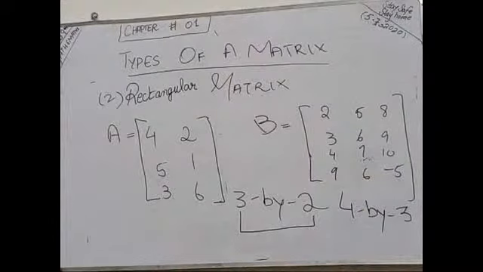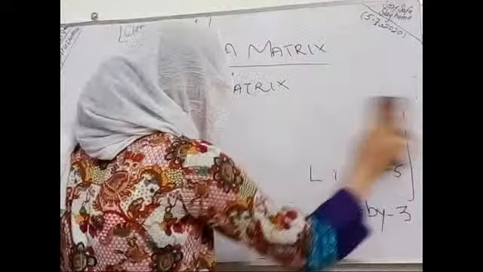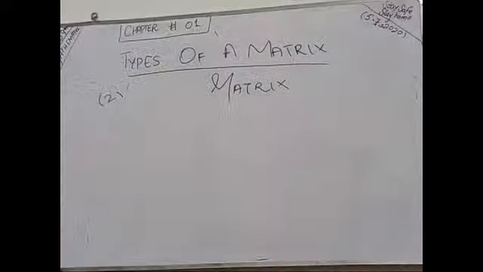So the next type of matrix we are going to study is square matrix. Square matrix is a matrix which has equal number of rows and equal number of columns. So a matrix is called a square matrix if it has equal number of rows and equal number of columns. Or we can say if its number of rows are equal to its number of columns. For example, we will take a matrix A.